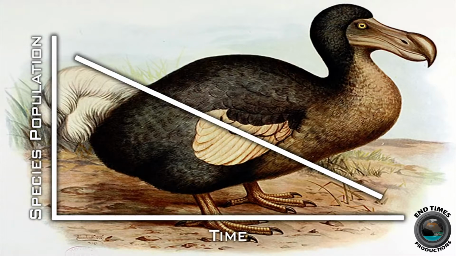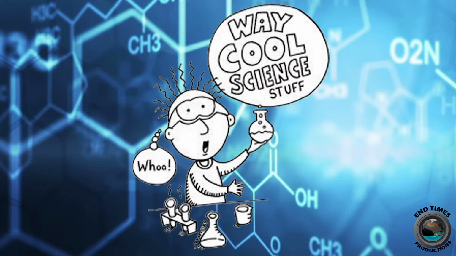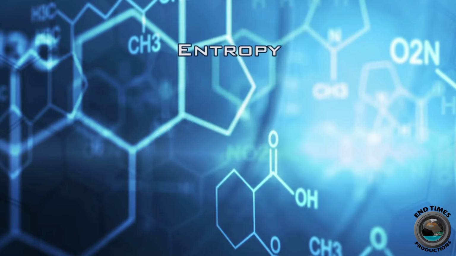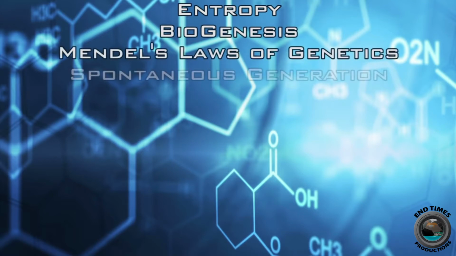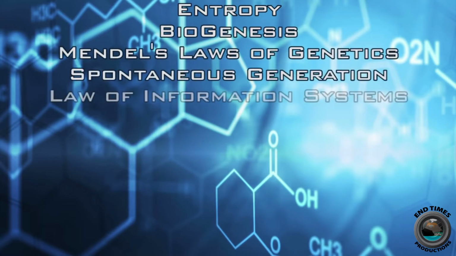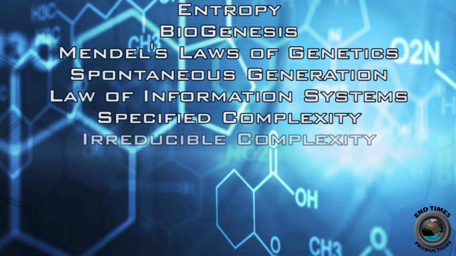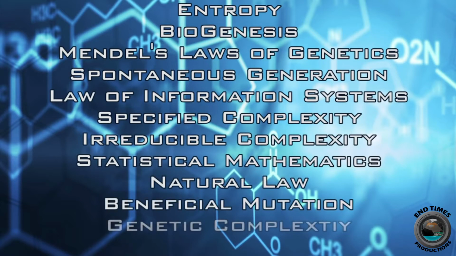In fact, while we're at it, let me just quickly rattle off a few other fundamental scientific principles that evolution violates in one way or another. We've already talked about entropy, but it also violates biogenesis, Mendel's law of genetics, spontaneous generation, law of information systems, specified complexity, irreducible complexity, statistical mathematics, natural law, beneficial mutation, genetic complexity, and information theory.